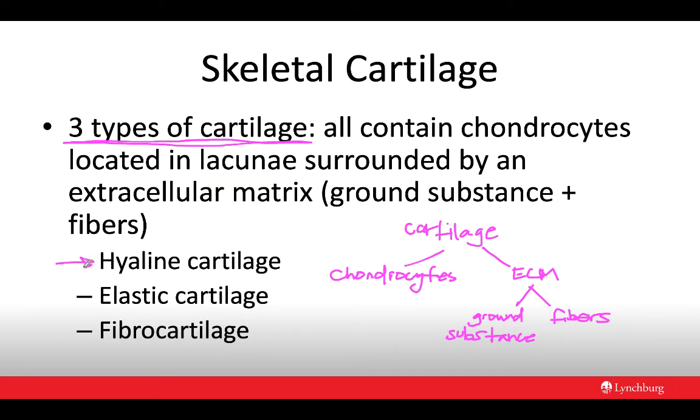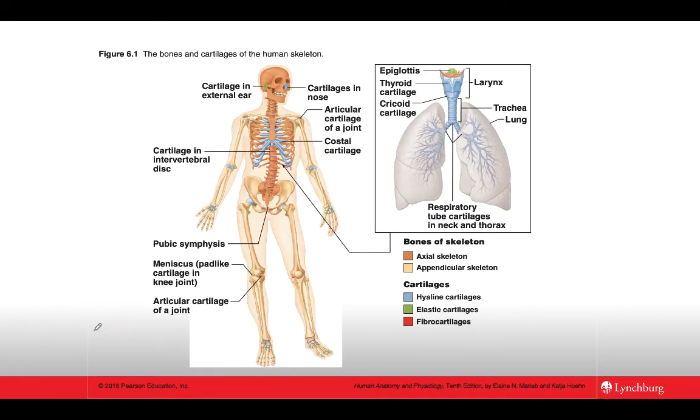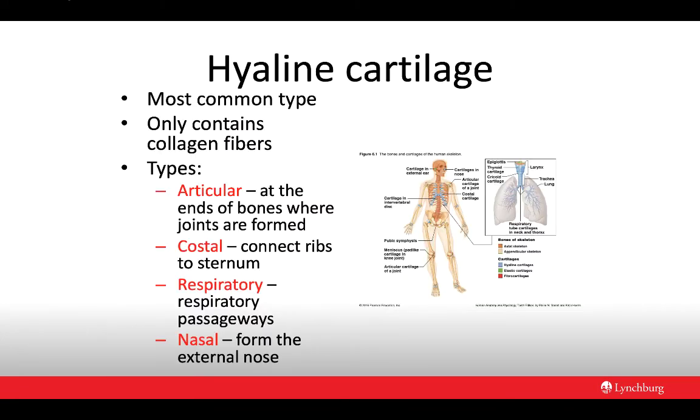So here are our 3 types of cartilage. We've got hyaline cartilage, elastic cartilage, and fibrocartilage. Here's an overview. Let's talk about each one. Hyaline cartilage is going to be the most common type. The fiber type that it contains is collagen fibers, so this is going to be high resistance to tensile forces. We have types of hyaline cartilage. We're going to see articular cartilage, which is located at the ends of bones where the joints are formed, so where your elbow forms, or maybe your wrist or your fingers.